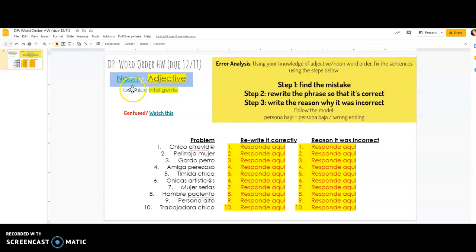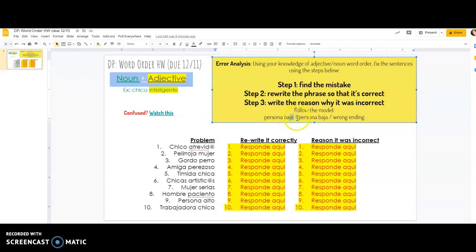So remember this. And it says step 1, find the mistake. So I'll look at the model. Here's my word right here. It says persona bajo. So I've got to find the mistake. Well, I'm looking and I know that persona and bajo need to match. So what I'm going to do is step 2, rewrite the phrase so that it's correct. Okay, I did it. I changed it so that now it's baja instead of bajo.